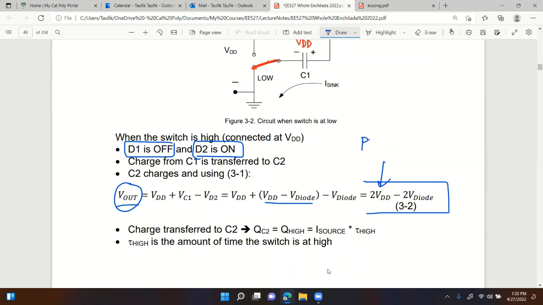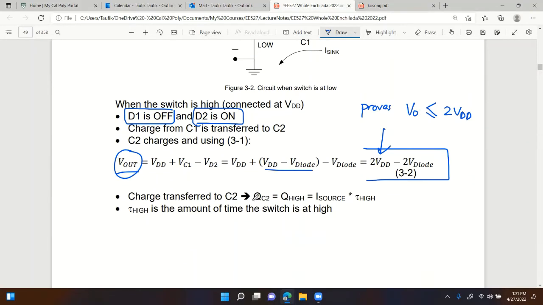This proves, right, that V out is less than or equal to twice VDD, right? Depending on V diode. If V diode is 0, then it's going to be equal to 2 VDD. If V diode is not 0, it's going to be less than 2 VDD.